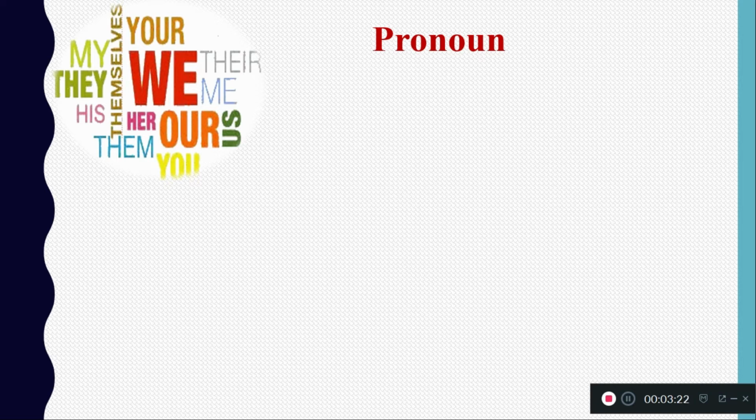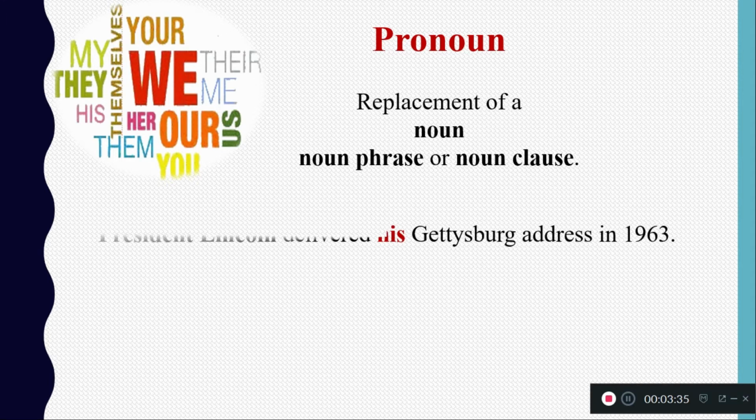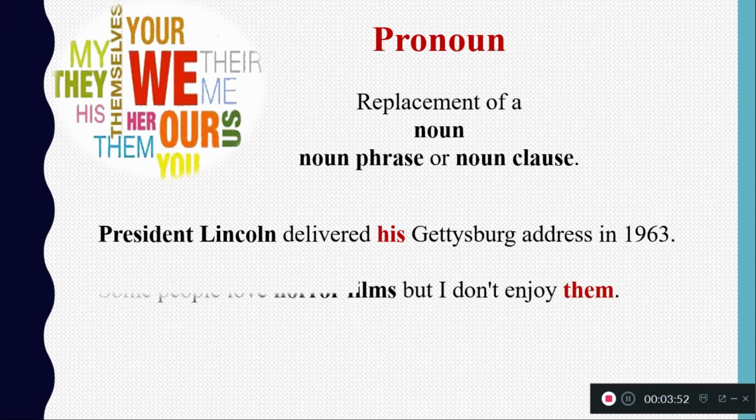First of all, what is a pronoun? A pronoun is a part of speech that functions as a replacement of a noun, noun phrase, or a noun clause. Look at the example sentences. President Lincoln delivered his Gettysburg Address in 1963. In this sentence, the pronoun his is used for the noun President Lincoln. Next sentence. Some people love horror films, but I don't enjoy them. Here, them is for horror films, which is a noun phrase.